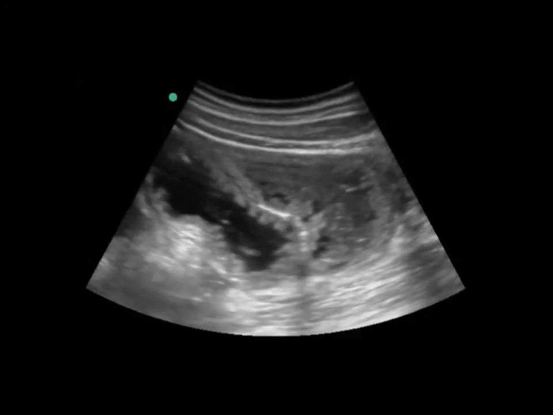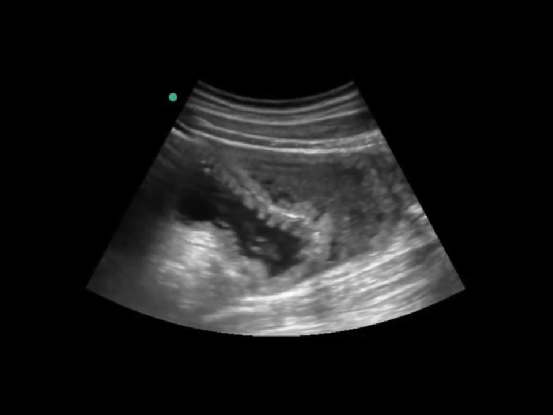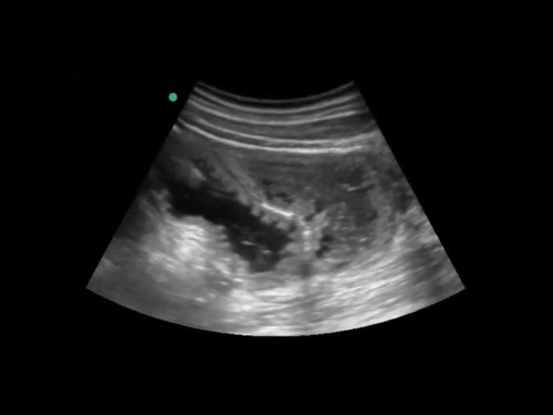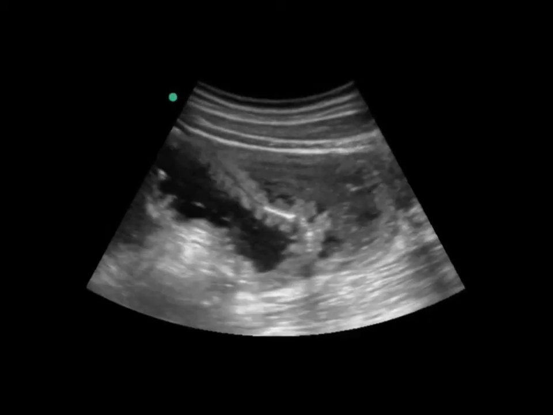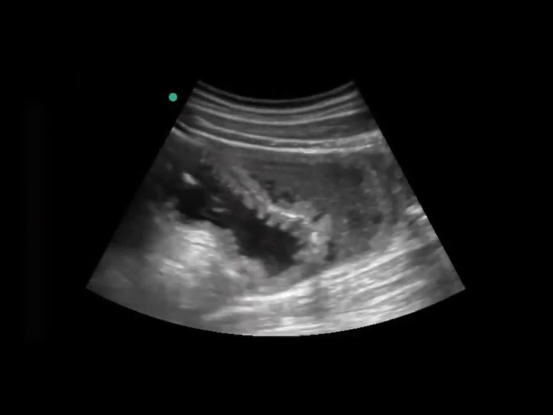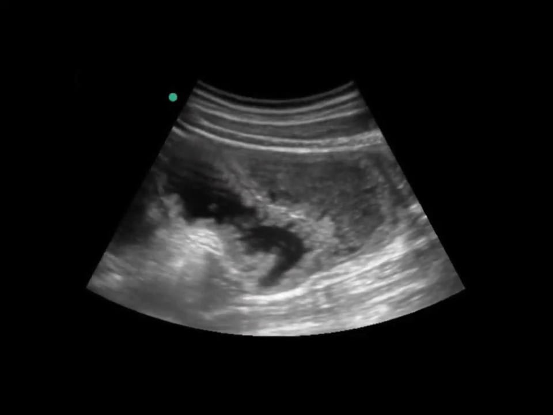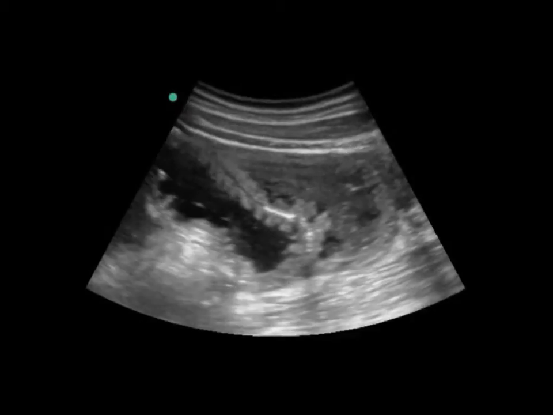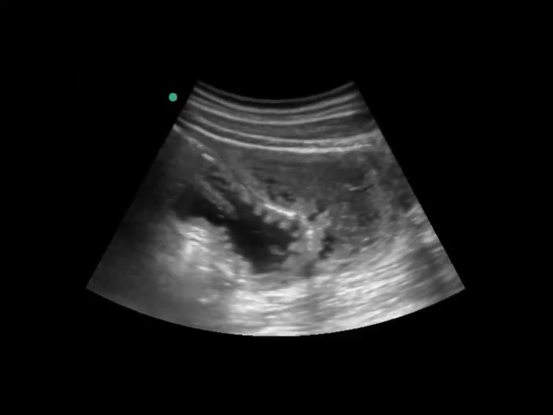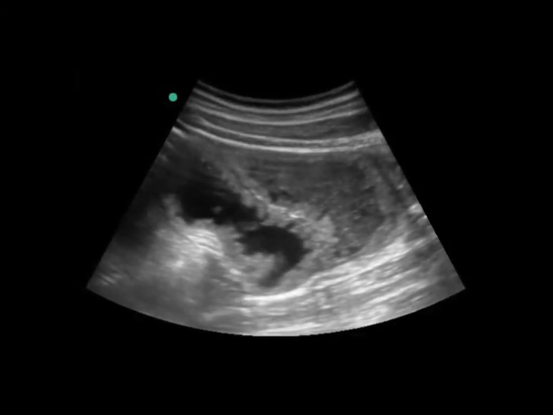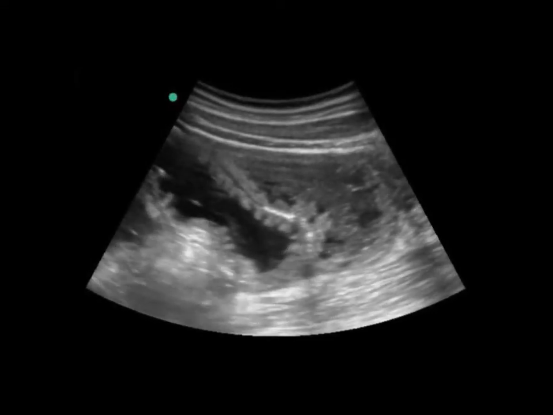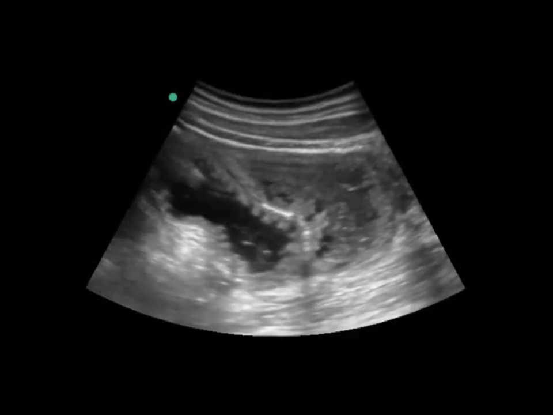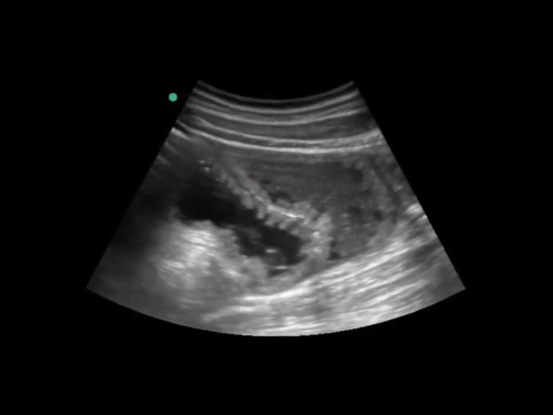Here's another nice example of two loops of bowel next to each other. And again, you can visualize this back and forth movement of the fecal matter within the loop of bowel. You can see that this loop of bowel right here is mostly fluid filled, whereas this one mostly has solid material within it. But again, you're looking for not only the dilated fluid filled loops of bowel, which you can measure if you freeze the image, but also this back and forth movement of fecal material.